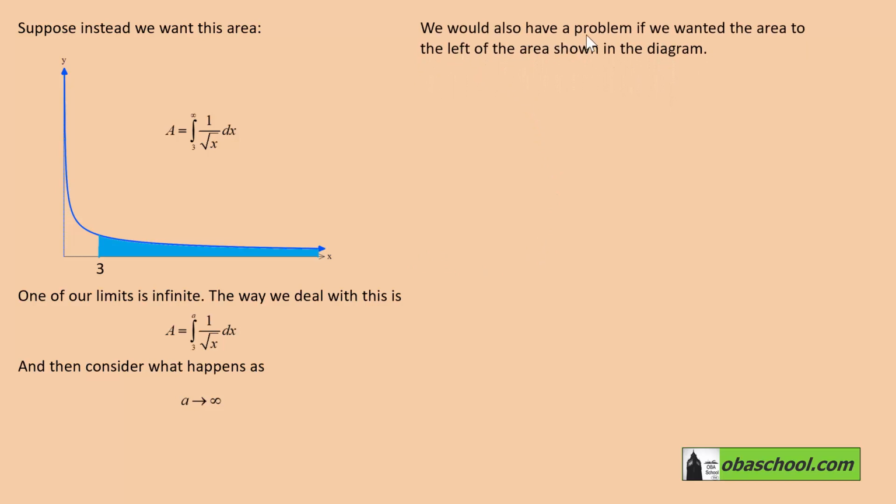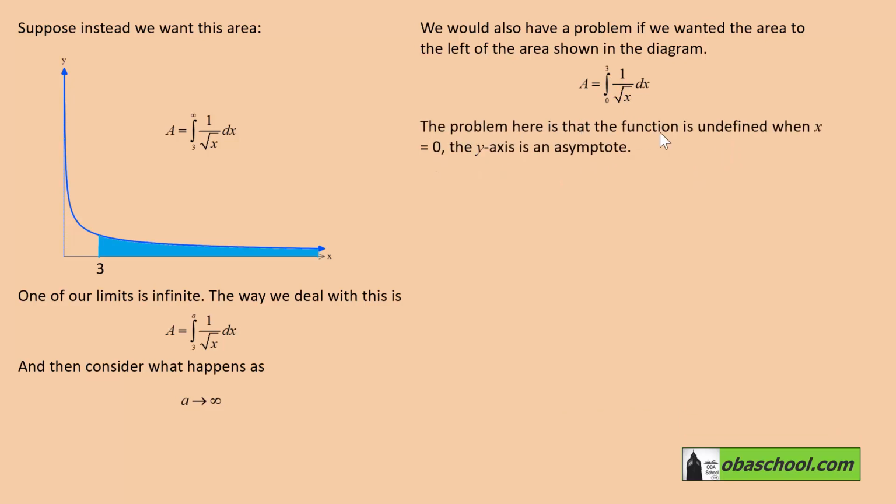We would also have a problem if we wanted the area to the left of the area shown in the diagram. In other words, this area here. That would be the integral from 0 to 3 of 1 over root x dx. The problem here is that the function 1 over root x is undefined when x equals 0. In other words, the y-axis is an asymptote.